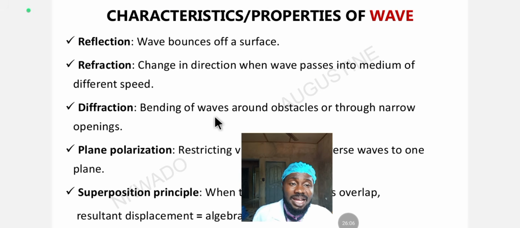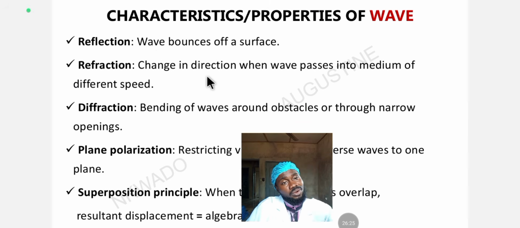Having understood the types and classes of wave, let's look at the characteristics or properties of wave. The first property of wave we have here is reflection. And what is reflection? Like the name implies, it means that the wave bounces back off a surface. Okay, when you point it at a wall or a mirror, it bounces back, especially a shiny surface. Like the mirror, the way the mirror bounces your image back to you.